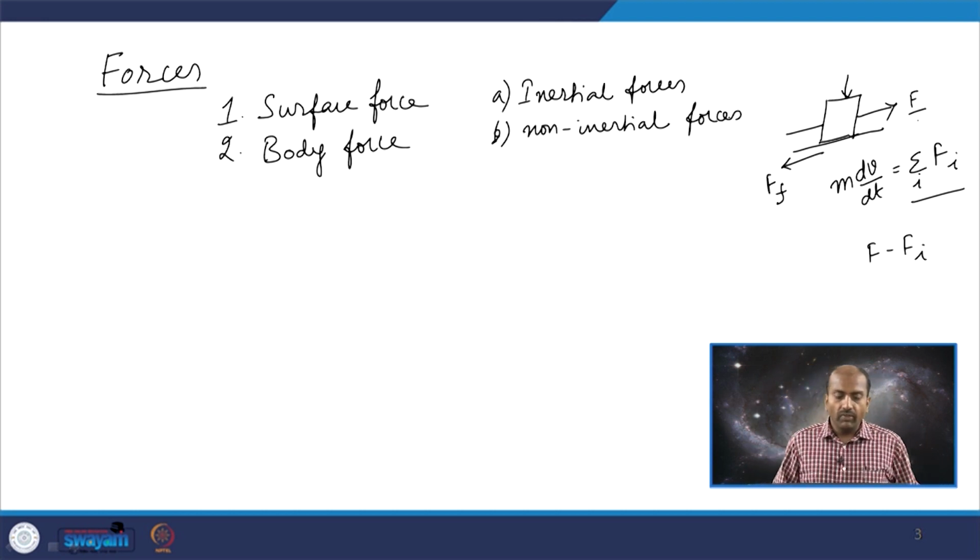Let's say surface force. Now let's define what is surface force and what is body force. Body force is the one which acts at the center of mass of the object. Let us consider an object, let's say.